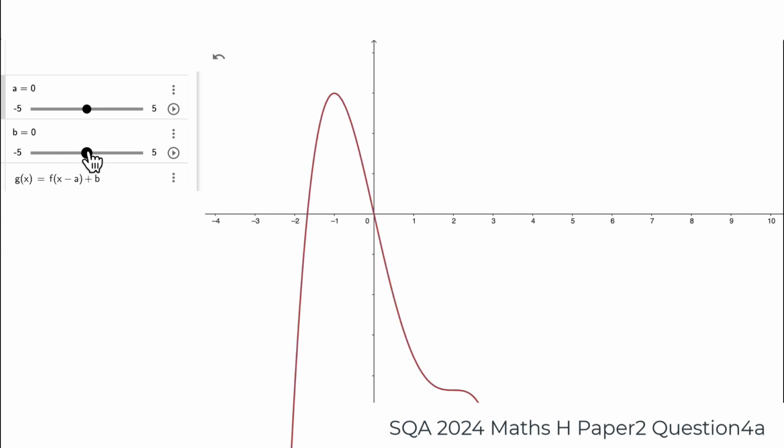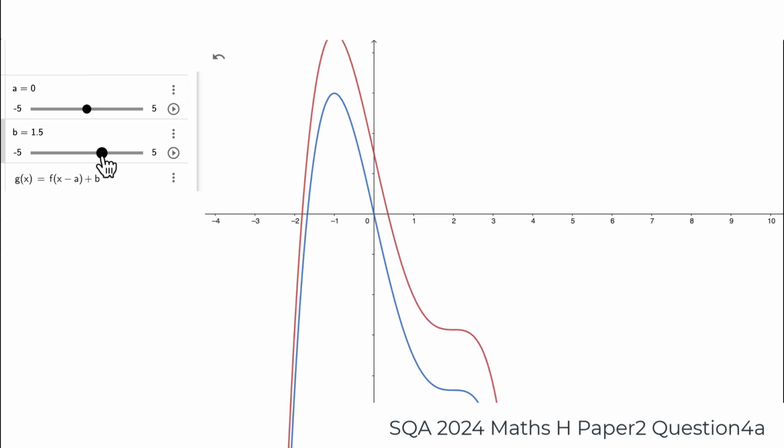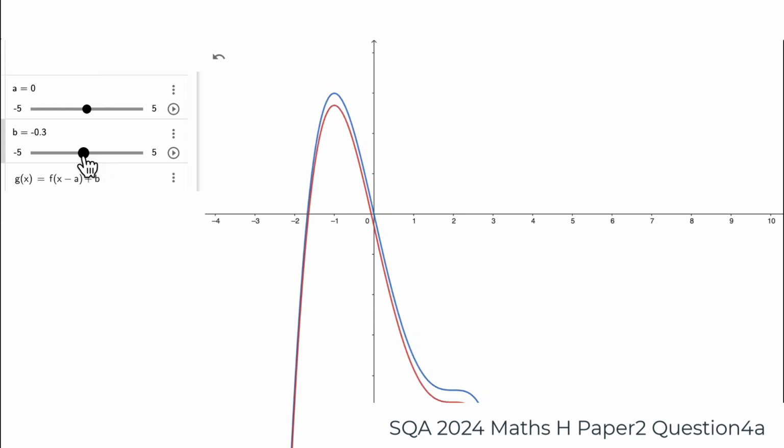So let's now look at adding numbers to the graph. Adding 1 to the graph moves it up 1 unit. Adding 2 to the graph, it's moved up 2 units, and so on. And similarly, if we subtract numbers at the end, the graph moves down the corresponding number of units. So that's an indication of what happens when we subtract from x and when we add numbers at the end.